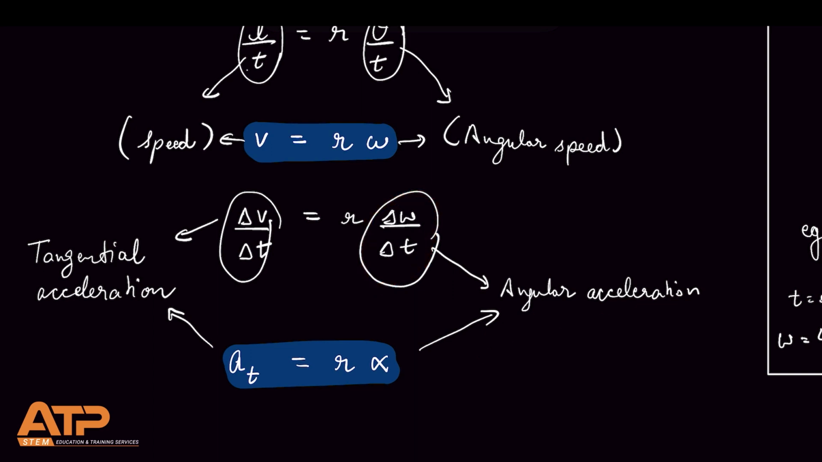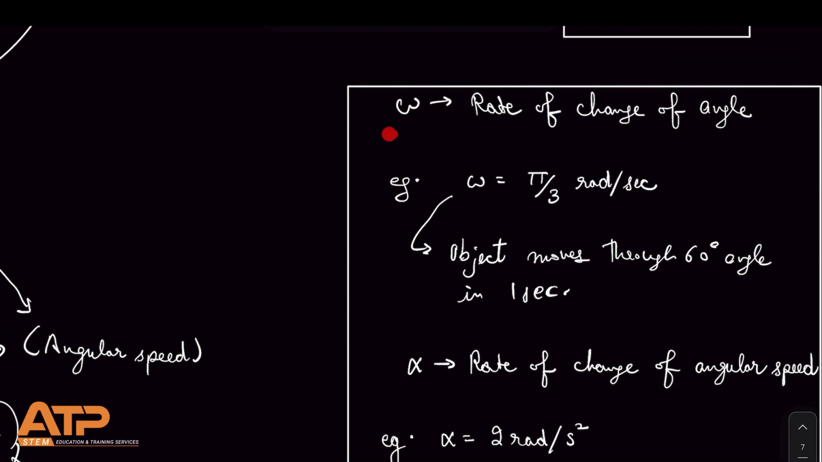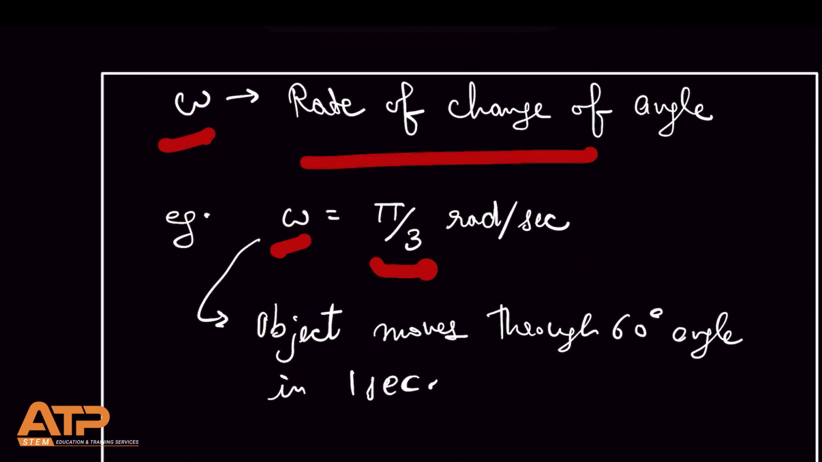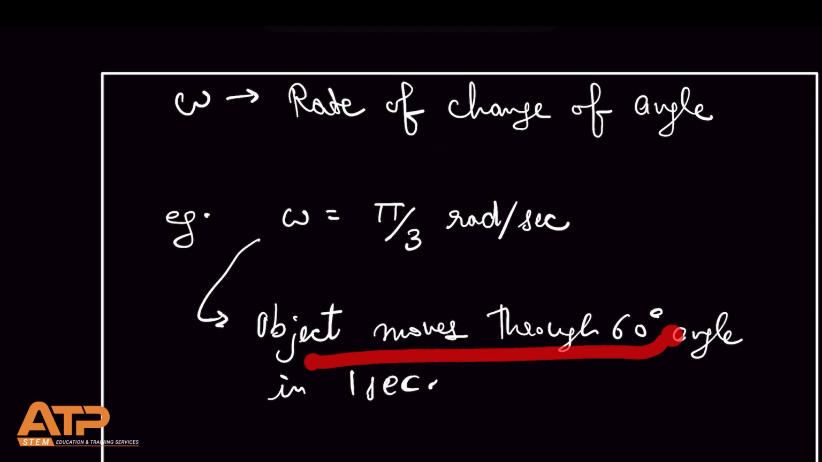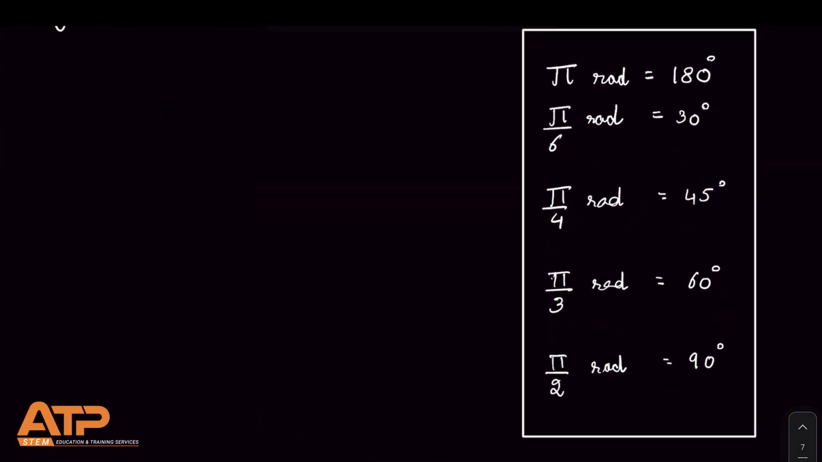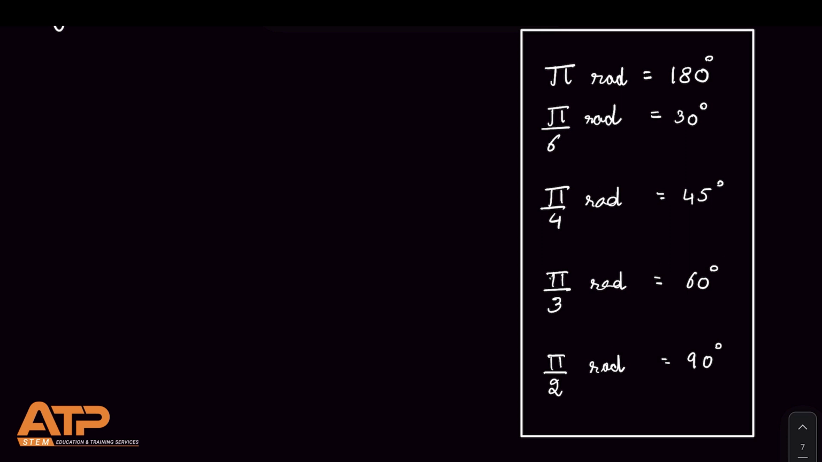What do these things mean? When we say that omega is rate of change of angle, omega equal to pi by 3 radians per second means the object moves through a 60-degree angle in 1 second. If you are not familiar or sure about conversion between radian to degree, let's look at that as well, because some of you might not have taken mathematics in school, but you are doing a physics course.